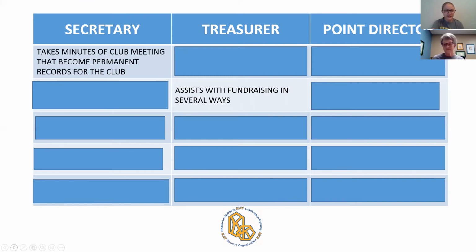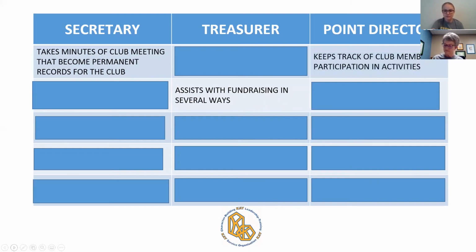All right, our next one says keeps track of club members' participation in activities. And that role is of the point director. So we'll discuss this more in detail here in just a little bit, but it's going to be very important that the point director keep records of every person who participates in every activity, because that will determine the number of points your club is awarded for each activity, which will then help you achieve your goal for the end of the year.